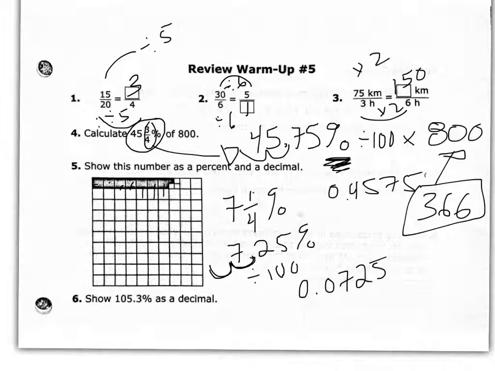Okay, 6. Show 105.3% as a decimal. So here, to divide by 100, what I'm going to do is move the decimal over because it's getting smaller, and you have 1.053 is the decimal. Okay, let's move on to the next one.